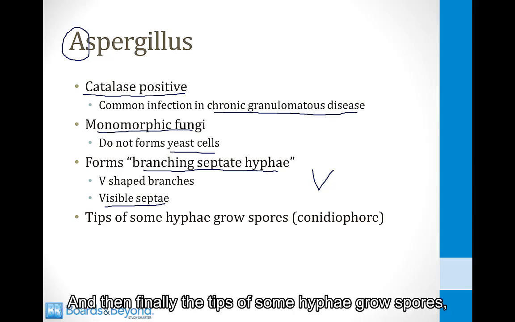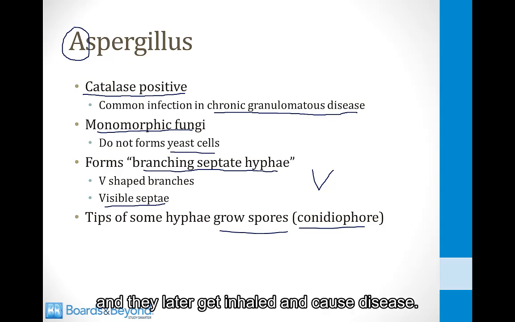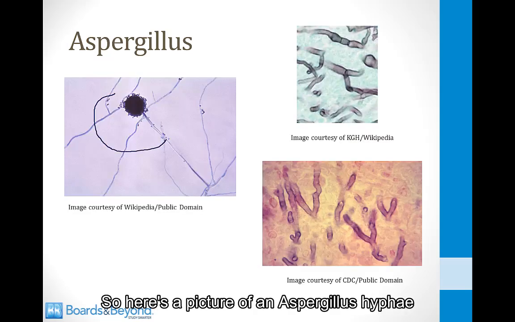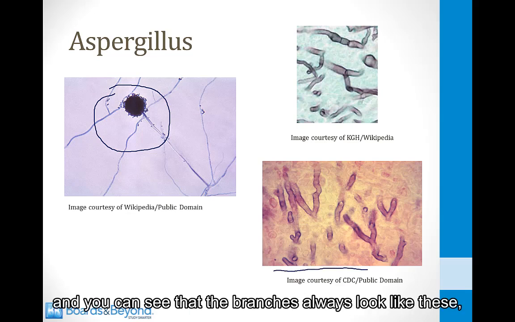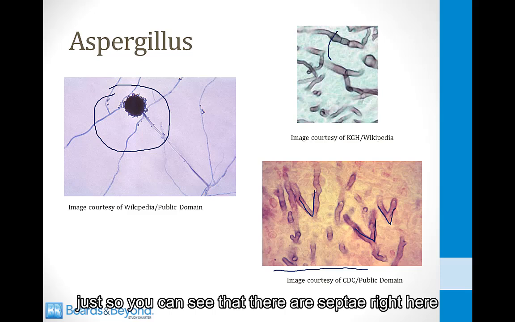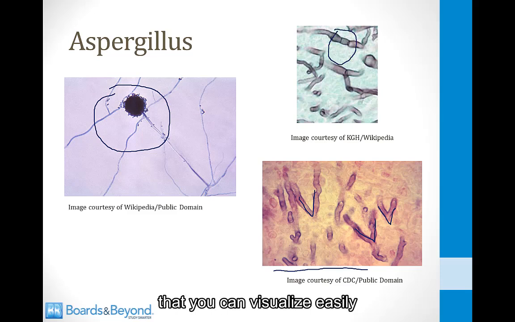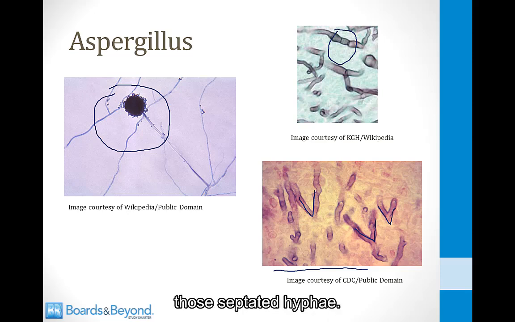And then finally, the tips of some hyphae grow spores. These are called conidiophores, and this is how the spores get in nature, and they later get inhaled and cause disease. So here's a picture of an Aspergillus hypha with a conidiophore on the end, and these little dots are little spores that it's going to release. Down here in the bottom right is a picture of some of the hyphae, and you can see that the branches always look like V's. All the branches look like V's. If you see lots of irregular branching and they don't all look like V's, then you're looking at some other fungus, probably mucormycosis. And then up here in the top right, I've zoomed in just so you can see that there are septae right here that you can visualize easily. And in pictures of Aspergillus in board questions, you're almost certainly going to be able to see those septated hyphae.